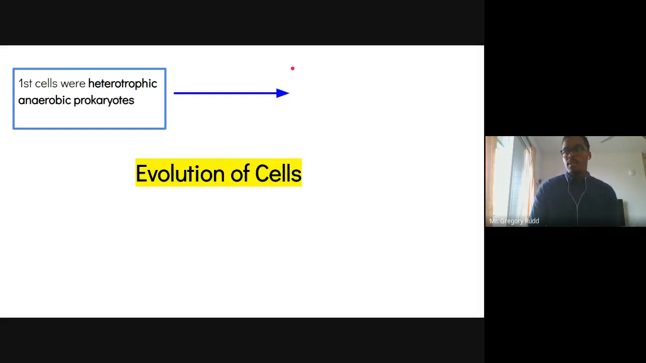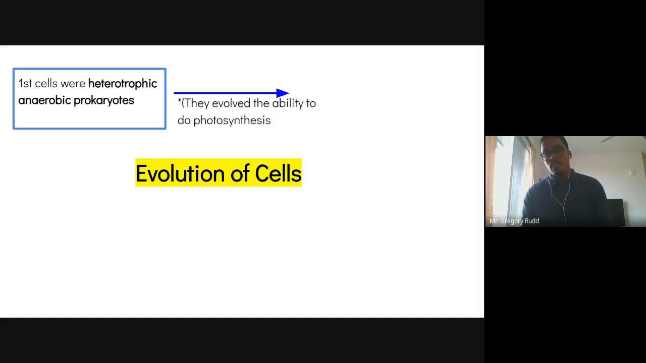Eventually, some of them develop the ability to do photosynthesis. And this ability essentially just uses light from the sun to excite an electron. And once that electron has been excited, we can use that to make ATP. Once ATP has been made, we can use that ATP to make glucose. And then, of course, we can use glucose to make even more ATP. So it's kind of like investing in yourself.